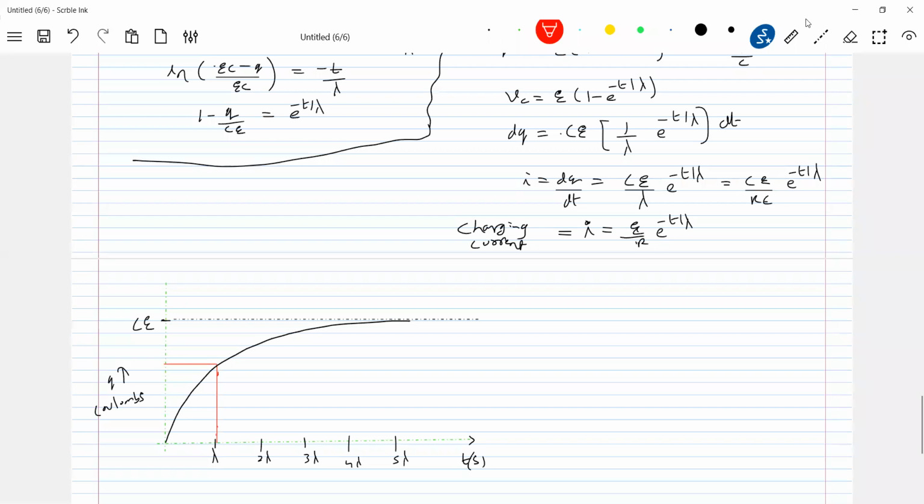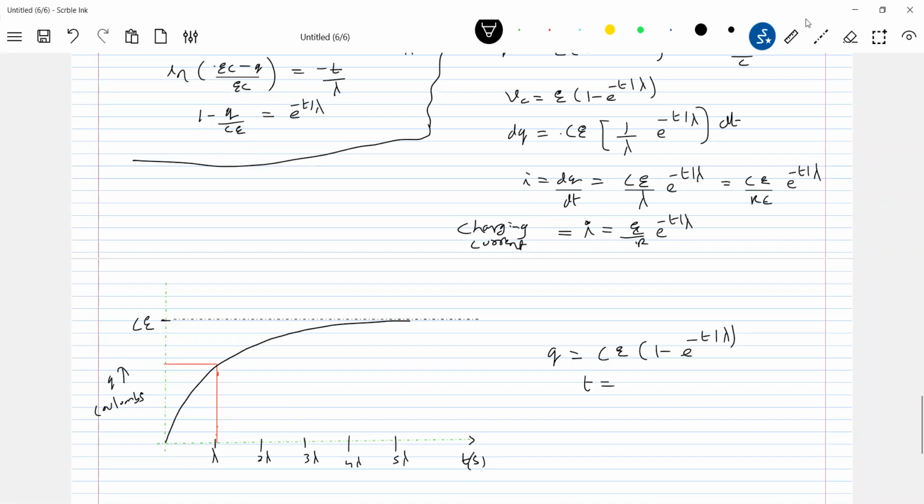Okay, we'll do one thing. So this was the expression for charge, no? Q equal to CE(1 − e^(−t/λ)). You do one thing, take a calculator, put t equal to 1 lambda, 2 lambda, 3 lambda. You'll know the exponentials: 1 minus 1 by e, 1 minus 1 by e square, 1 minus 1 by e cube. Correspondingly, you'll get the value of Q in terms of CE.